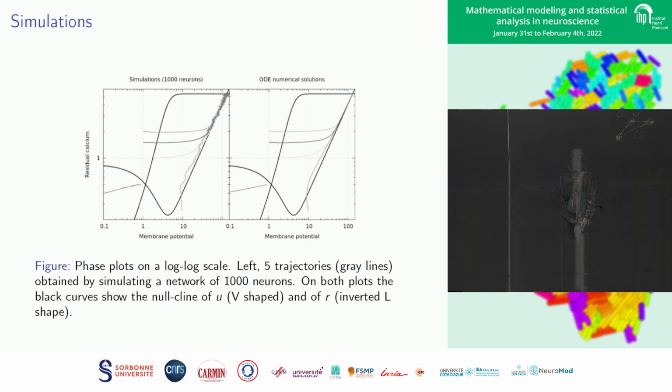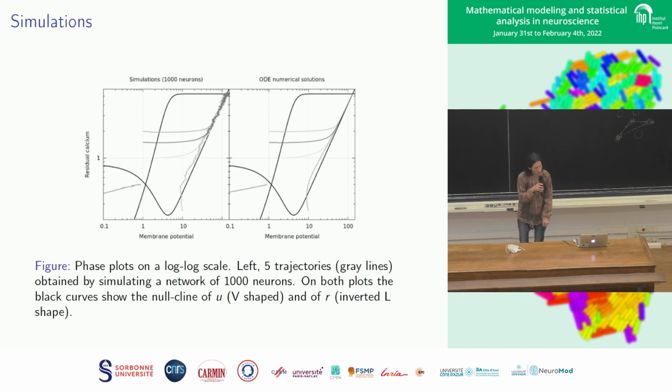Okay. So here are simulations of the system. Christophe simulated 1,000 neurons. Okay, so on the left-hand side, you have really the stochastic system. On the right-hand side, you have the limit system. You see it looking nicely, fairly the same.